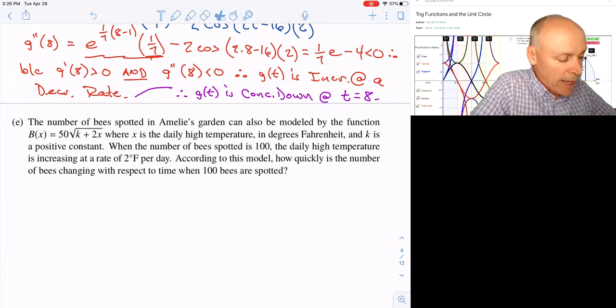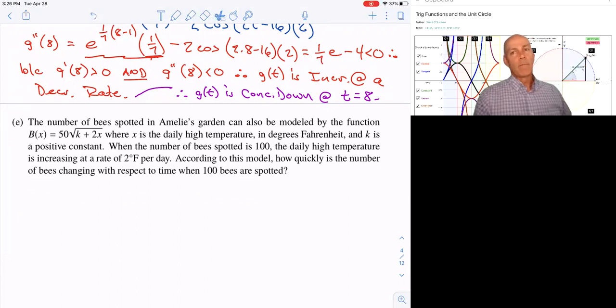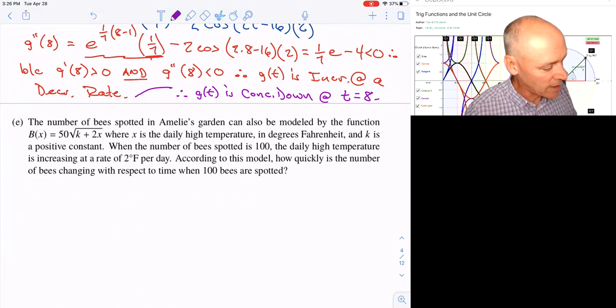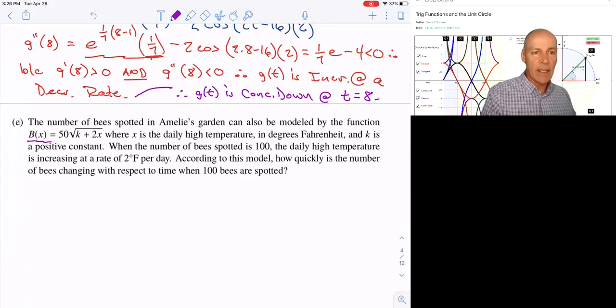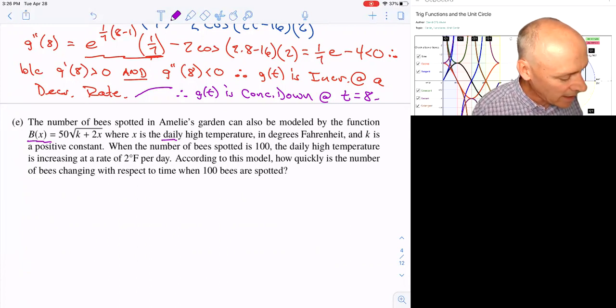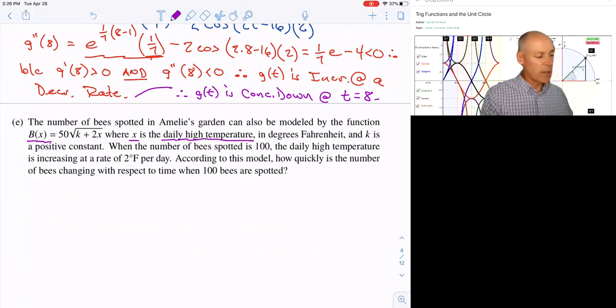100 bees are spotted? Okay, this one is challenging, especially because we're changing gears again. This is another function that's giving us the number of bees, but unlike what we had in part D, it's the number of bees in terms of the daily high temperature, which is x. In part D, we got the number of bees in terms of time in days. So again, this is slightly different. We're still getting the number of bees, but the independent variable is different.